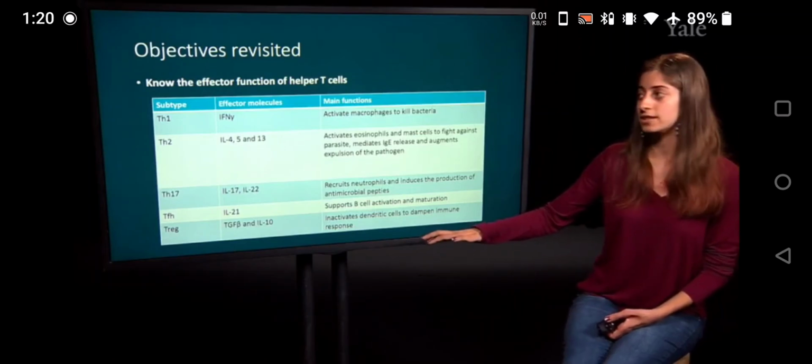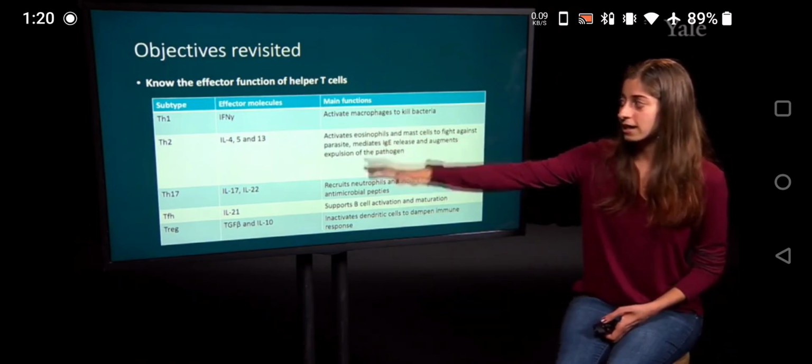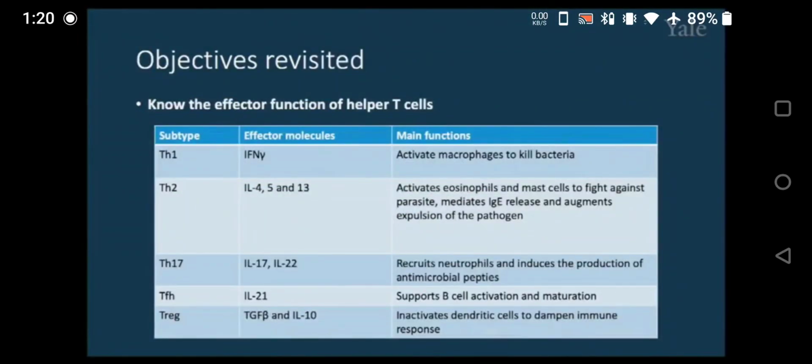The third objective for today was to know the effector function of helper T cells. We learned that Th1 cells are important for type 1 inflammation, where macrophages will be activated to kill bacteria. We learned that Th2 cells are important for responding to helminths and parasites. We learned that Th17 T cells are important for responding to extracellular bacteria. And we know that there are two special subsets of helper T cells: T follicular helper cells, which are needed for B cell activation and maturation, and T regulatory cells, which are important for causing the contraction of the immune response once the infection has been cleared.